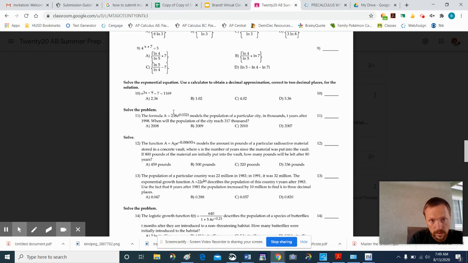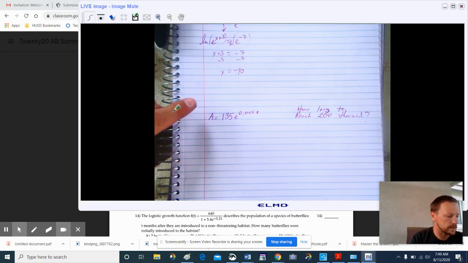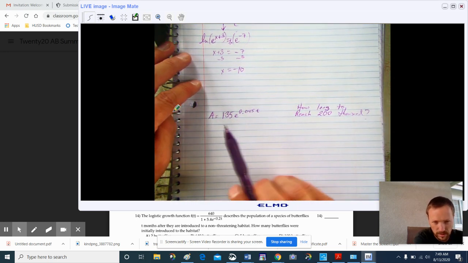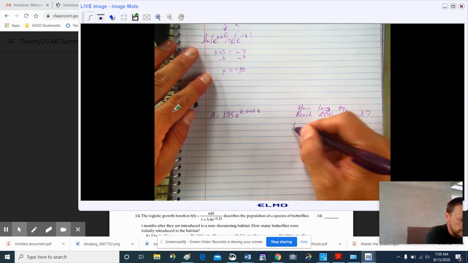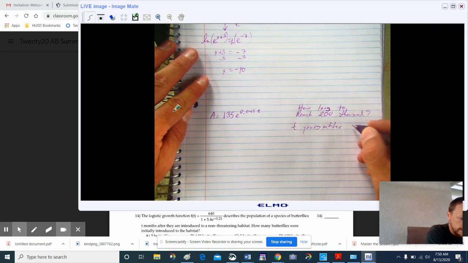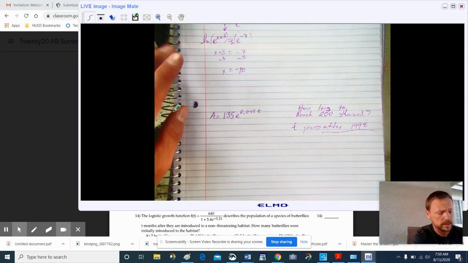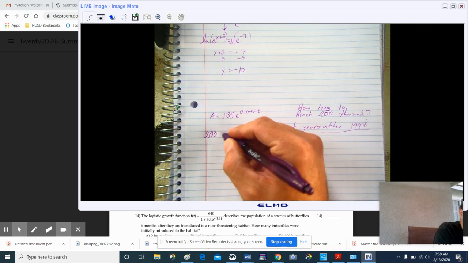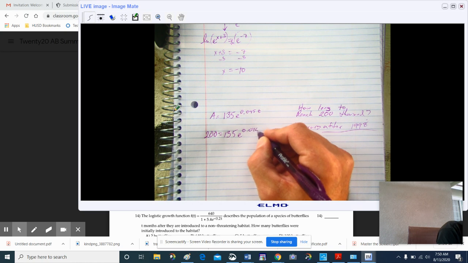I'm going to do a slightly different one. Let's say it's 135 e to the 0.045 t. So a little bit faster growth rate, and we're going to reach 200,000. And t, we'll still go with t, is years after 1998. That's an important thing we have to do: look at what these things mean, what the variables mean. The 200 is going to be your A, your amount. So 200 equals 135 e to the 0.045 t.